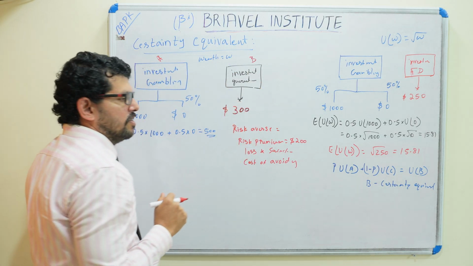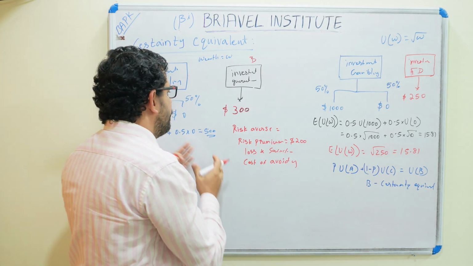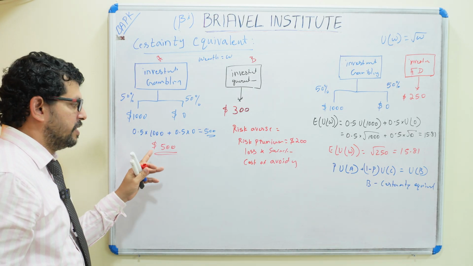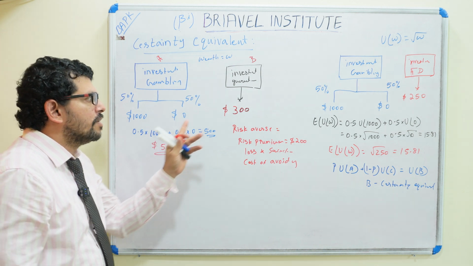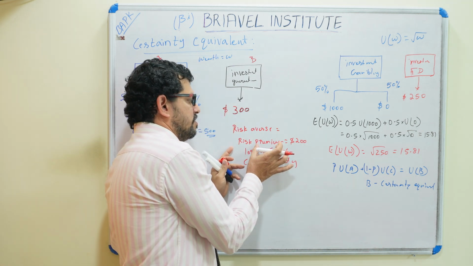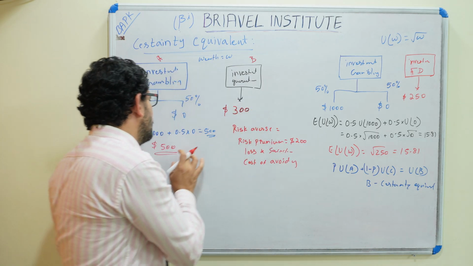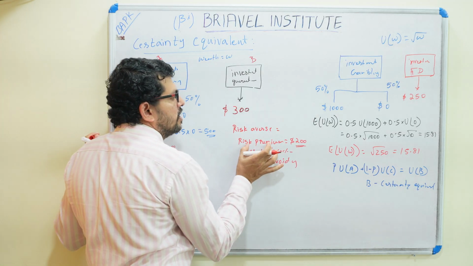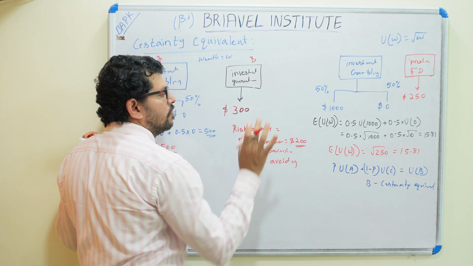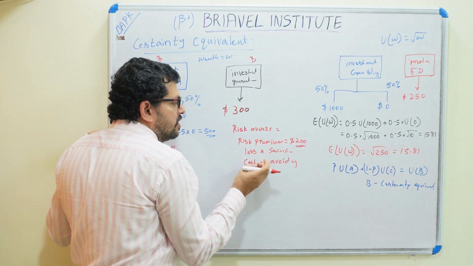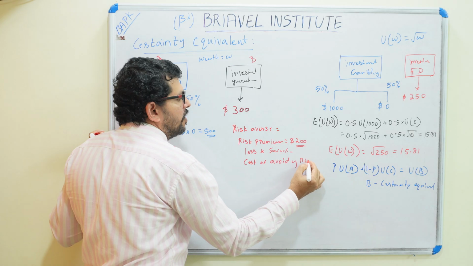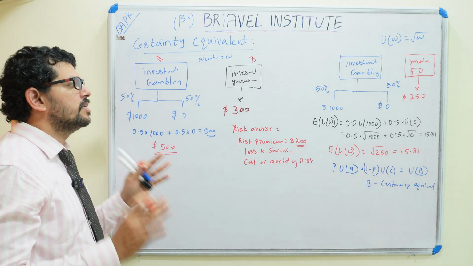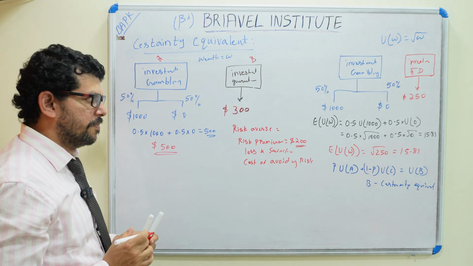Then what is their cost to avoid the risk? If you are taking the risk, what is our benefit? Expected value is $500. Here my expected value is 300. So what is my cost? The cost of avoiding the risk is 500 minus 300, which is $200. That we can call the risk premium. My risk premium is $200. This is the cost of avoiding the risk. I sacrificed; for me the loss is 200. But a risk averse investor will select only this option.